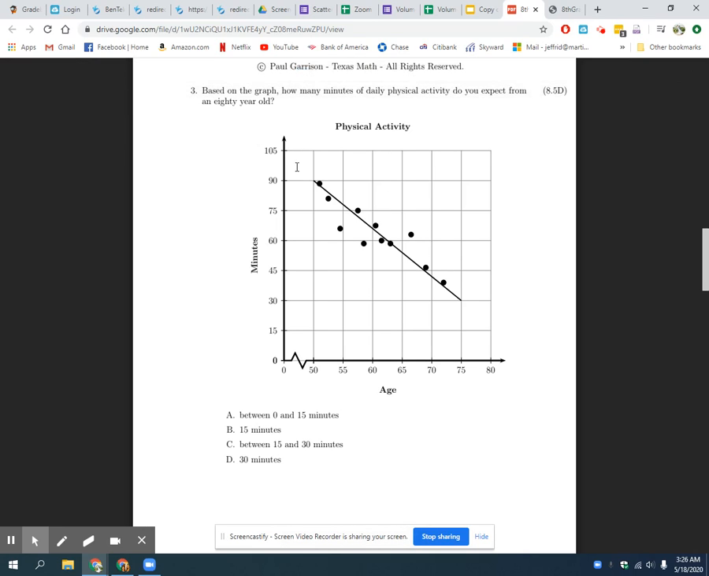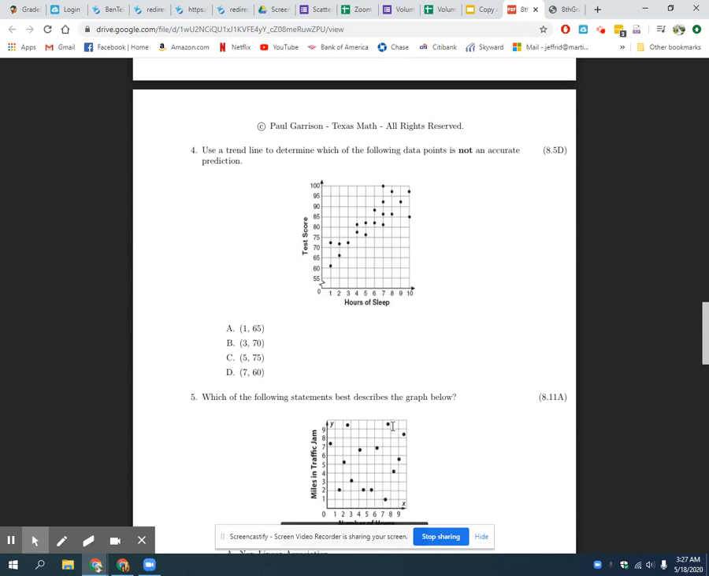But what a trend line does is if you continue this line on and on and on, we can make an educated guess on what would happen at 80 years old. So this line would probably continue to about right here. So at 80, go to your y-axis, and it would be in between 15 and 30 minutes. Which answer would represent that? Definitely letter C.